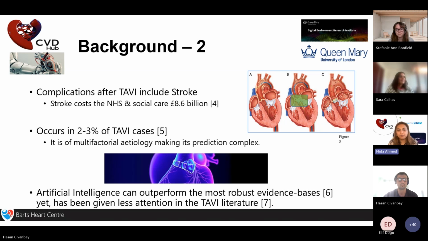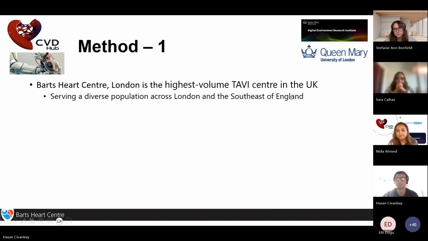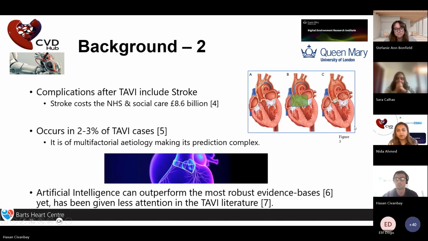If I can, are you able to zoom into figure 3? I'd just like to talk through figure 3, if that's possible. Oh, no, go back. Okay, if we can't zoom in, that's fine.